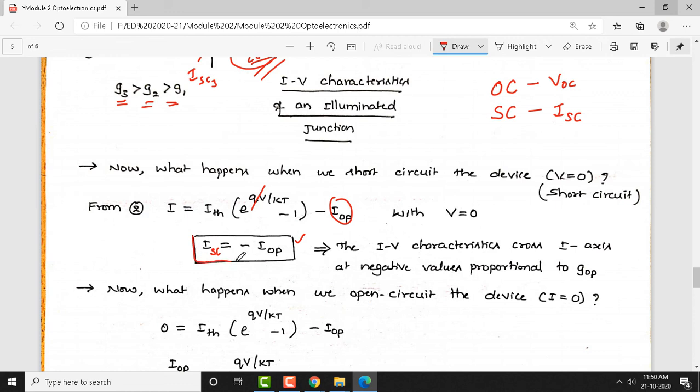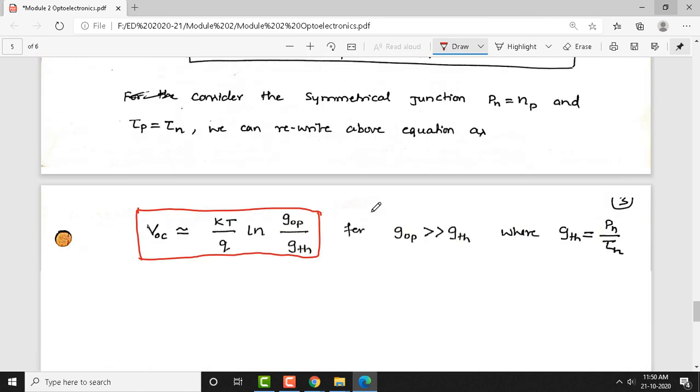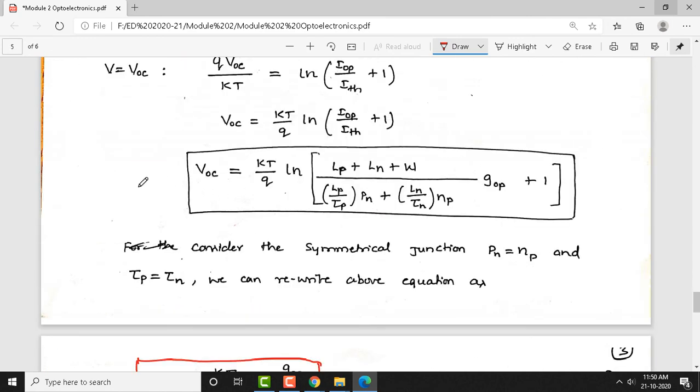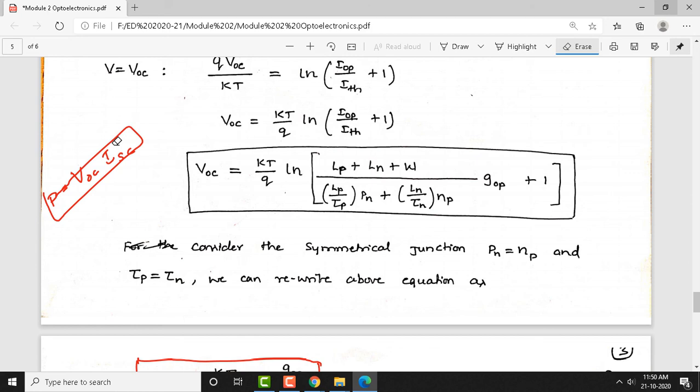So, these are the extreme regions of operation of a solar cell. If somebody asks you what is the maximum power that you can extract from a solar cell, it is VOC times ISC. So, this is the amount of energy we can extract from the solar cell. VOC is the maximum open circuit voltage, and ISC is the maximum current. The product of these two gives you the amount of energy that can be extracted from the solar cell.